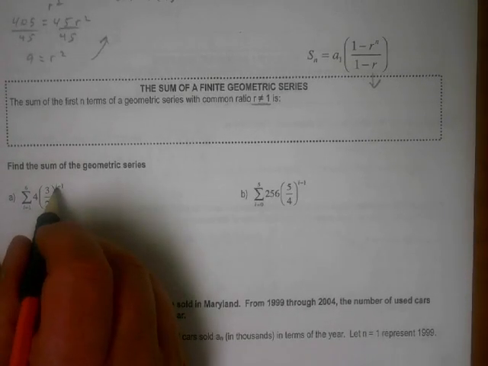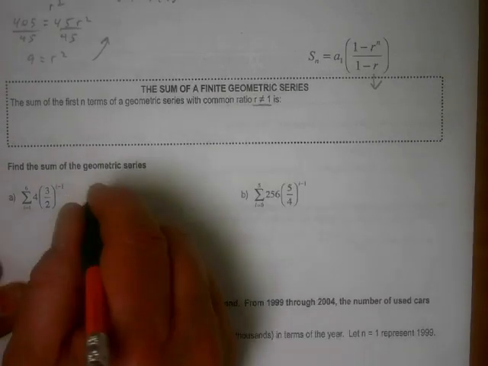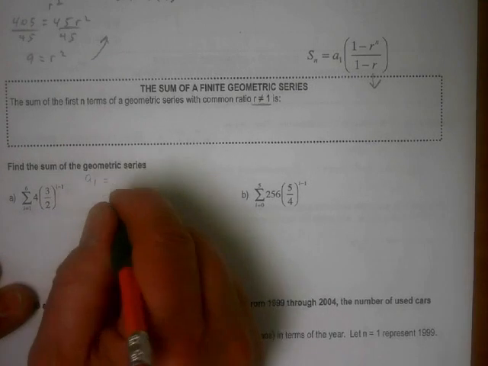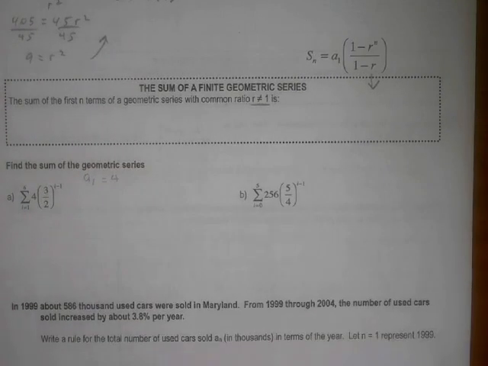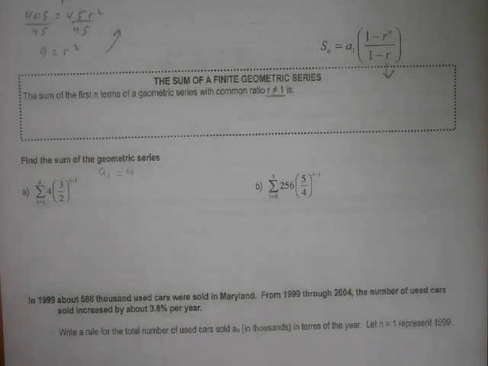Find a sum of a geometric series. If I put 1 into this i, that's going to be to the 0 power. And as you know, anything to the 0 power is 1. The reason I bring that up is that the first term is 4. That's why I bring it up.